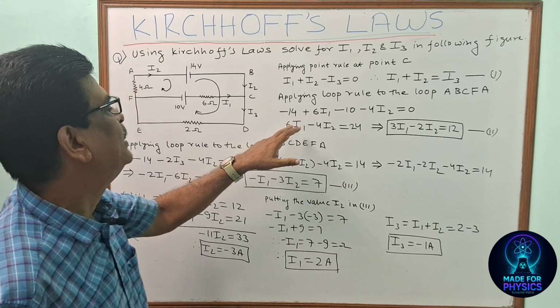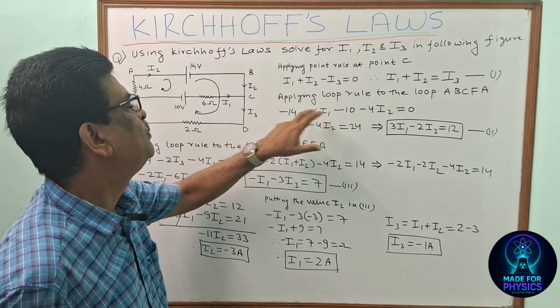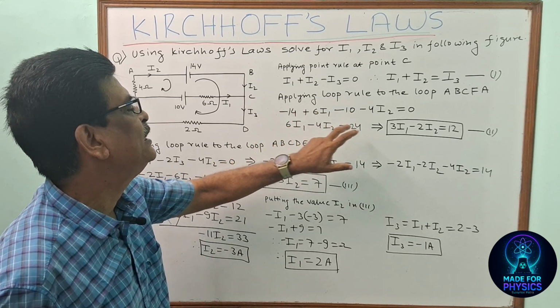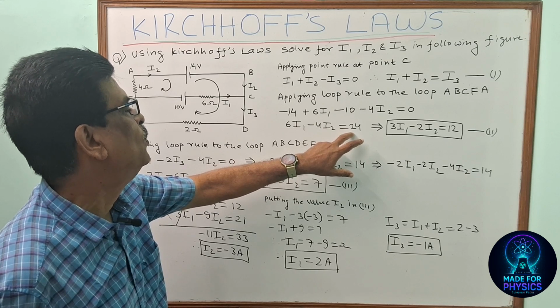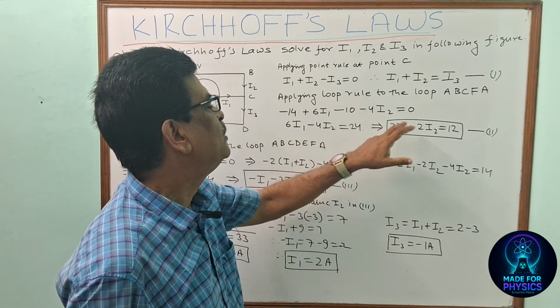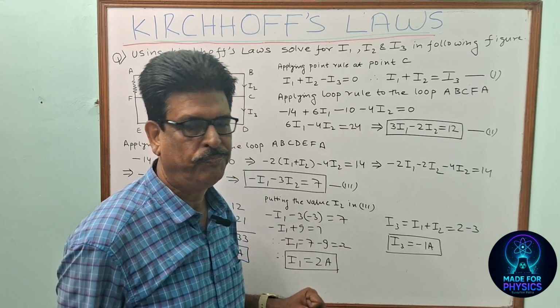This can be written as 6I1 minus 4I2, this minus 14 plus 10 minus 10 becomes equal to minus 24. I take it to the other side and it becomes 24. I divide the whole thing by 2. So this becomes 3I1 minus 2I2 is equal to 12, and this I mark as equation number 2.